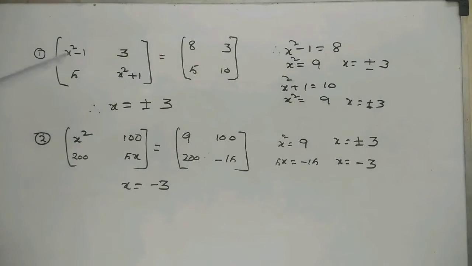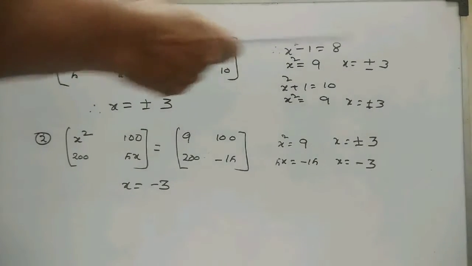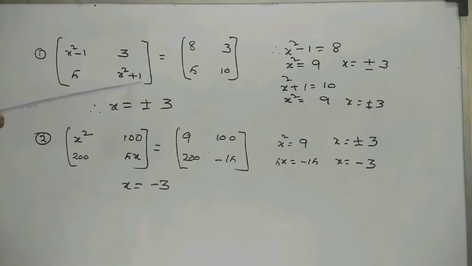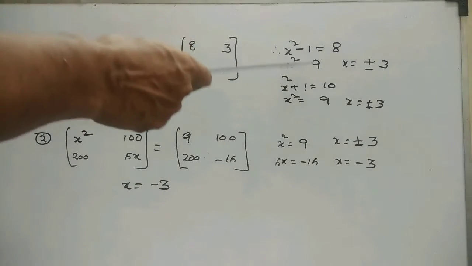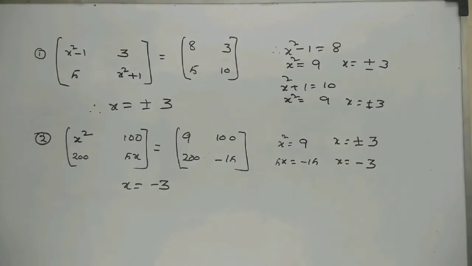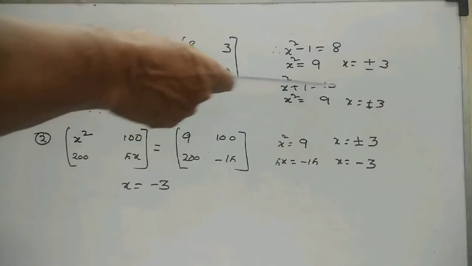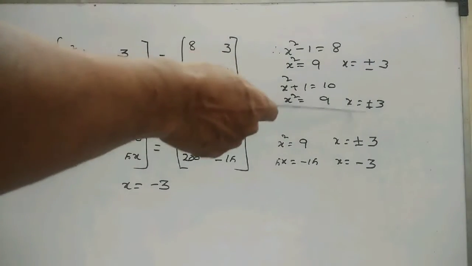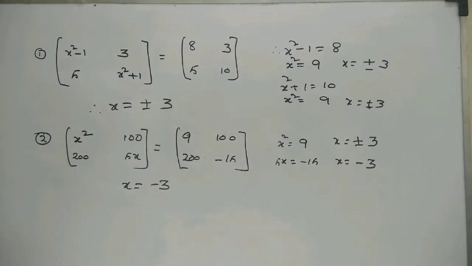3, 3, same number is there. 5 also same. Only thing here we have some different numbers. x square minus 1 is equal to 8, and x square plus 1 should be equal to 10, according to the principle of equal matrices. In this case x square equal to 9, that means x equal to plus or minus 3. In this case x square plus 1 is 10, therefore x square is 9. Here also x equal to plus or minus 3. So we come to the conclusion that the x value may be plus or minus 3.